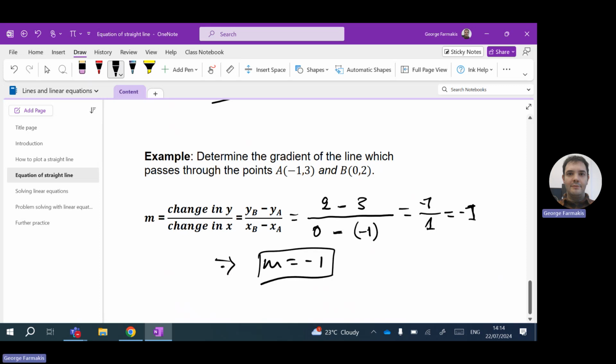Later, after we go through the part on solving linear equations, we're gonna see how we can find the equation of a straight line given 2 points. First we find the gradient or the slope of the line, and then we will see how we can use one of the points to find the equation.